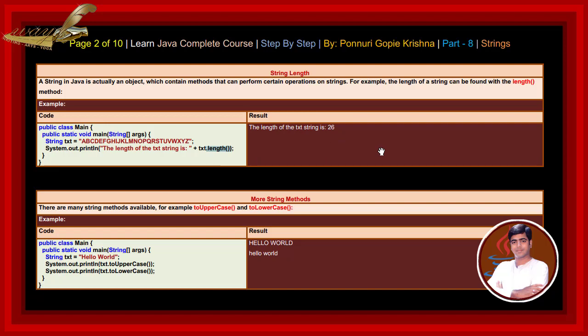More string methods. There are many string methods available, for example, toUpperCase and toLowerCase methods. See here, Hello World. We are using the toUpperCase method and the toLowerCase method. See, Hello World printed in uppercase and hello world printed in lowercase.